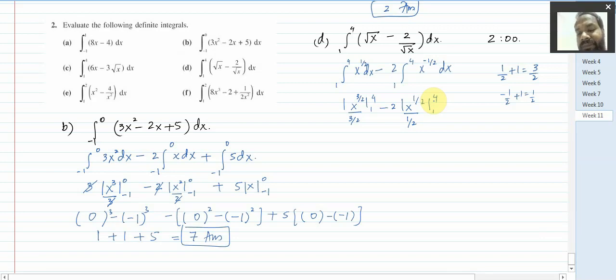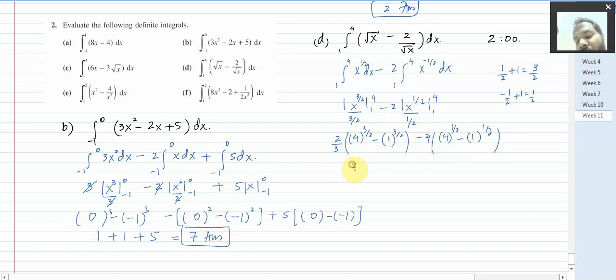Alright. Okay, so 3 upon 2 in the denominator, it will be 2 over 3. I'm going to apply the limits here. So upper limit, it will be 4. So 4 to the power 3 upon 2 minus lower limit is 1, 1 to the power 3 upon 2, bracket close. Second bracket minus 2, again with the same method, upper limit is 4 power 1 upon 2 minus lower limit is 1 power 1 upon 2. Alright, and this 2 here, when you shift it, it will be multiplied with this 2, so that will be 4 now. Alright, after that we need to simplify.